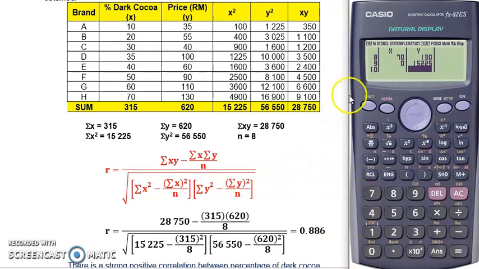Similarly, for another value, again you press shift 1, sum. Let's say you want summation of x, you press 2, then equal. Then you get 315. And so forth, similar steps. Then if you want to check the r value, again you press shift 1, then look for function number 7, REG. So press 7. r will be at number 3.